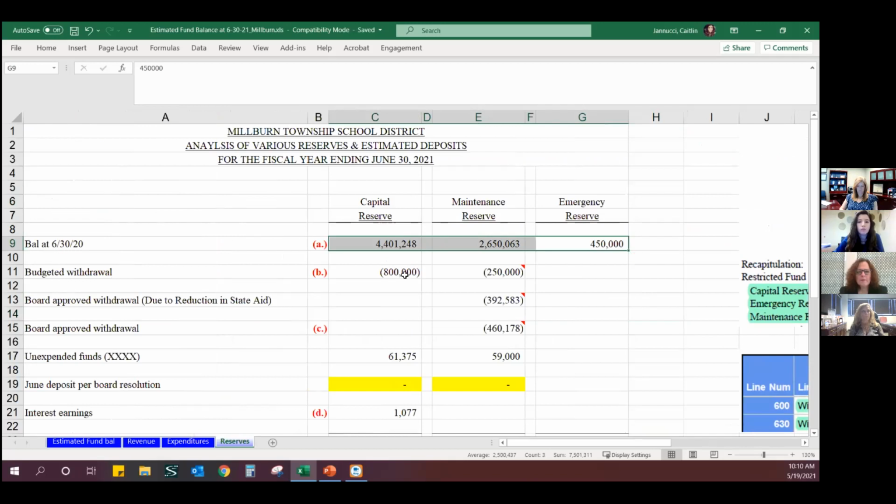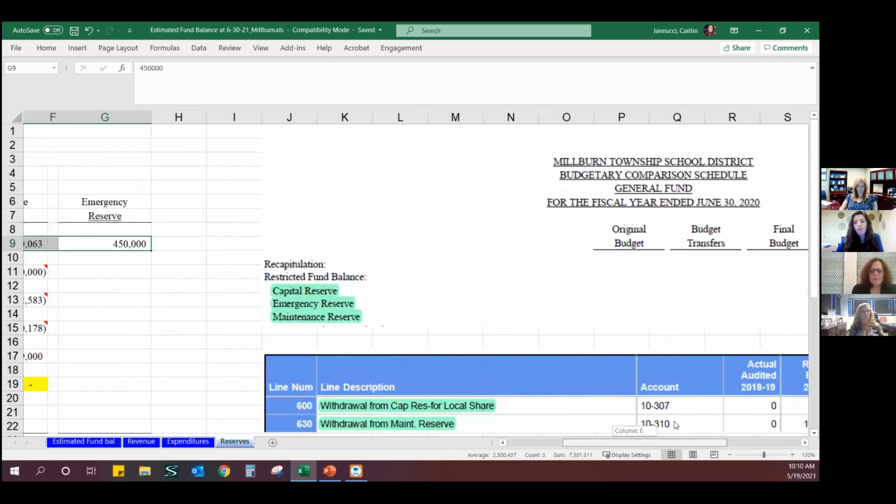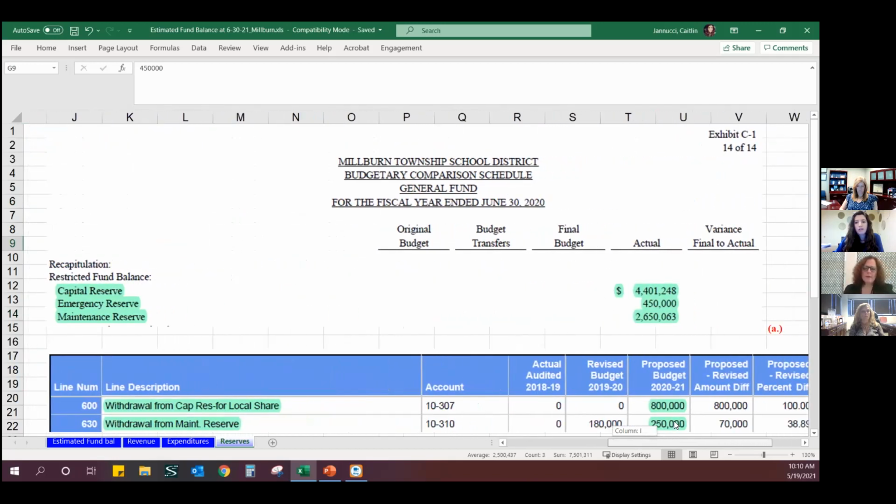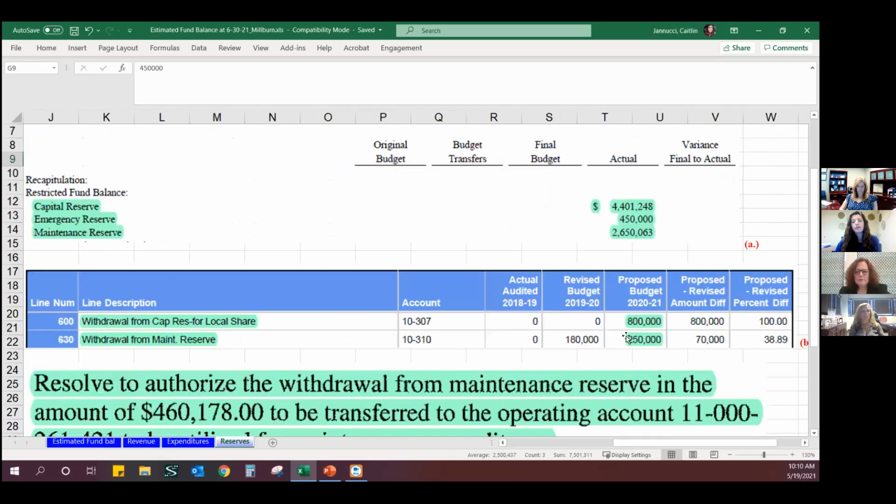So obviously the budgeted withdrawals are going to come straight from Milburn's fiscal year 21 budget. So if we scroll back over and we scroll down, I just took a little snapshot of the budget. You can see Milburn withdrew 800,000 from capital reserve and 250,000 from maintenance reserve.